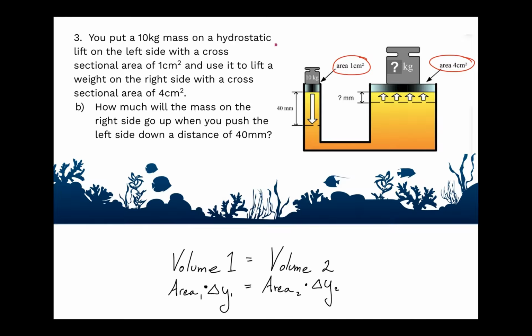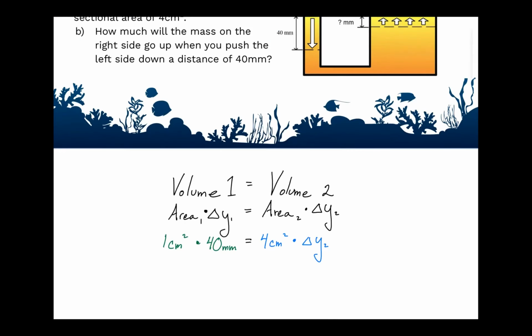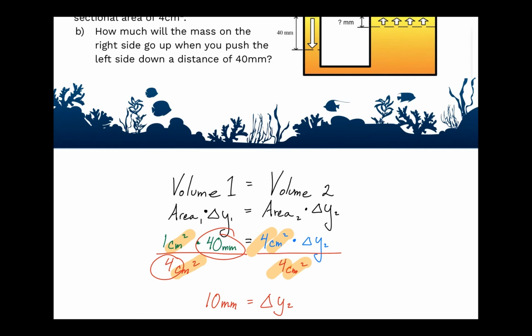Now I'm going to do something a little bit wild for this. I'm going to just keep my units. And I'm going to do this for exactly the same reason as I did before. It's because I'm going to divide by this 4 centimeters squared. And when I do that, this centimeter squared will cancel out that centimeter squared, just like the centimeters squared cancels out here and the 4 cancels out. And so what I'm left with is this 40 divided by 4, which will give me 10. And the units left are millimeters. And that'll be my change in height on the second side.